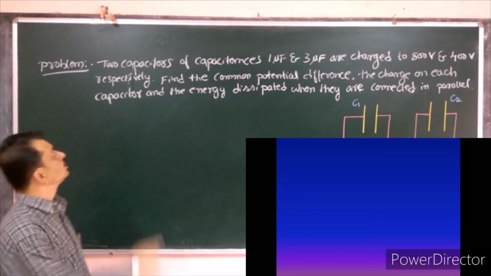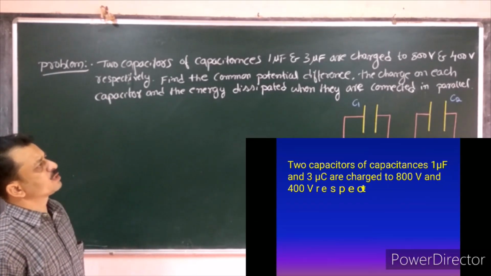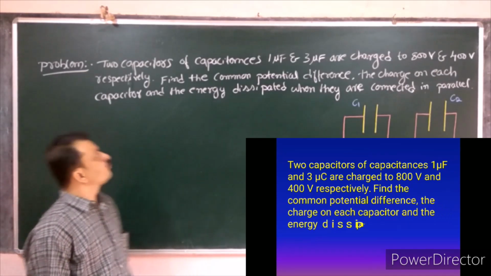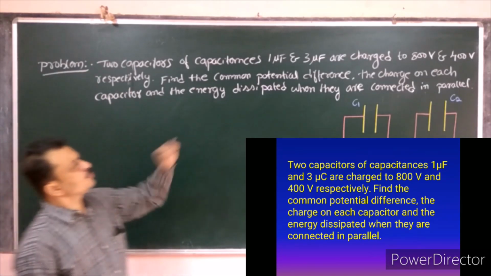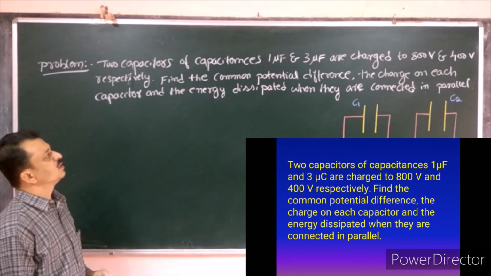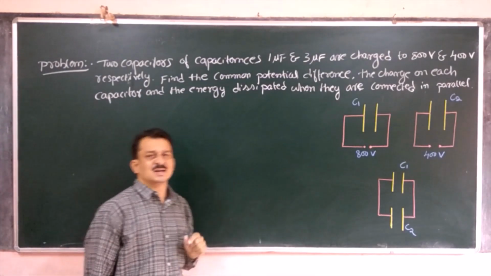Next problem, two capacitors of capacitances 1 microfarad and 3 microfarad are charged to 800 volt and 400 volt separately. Find the common potential difference, the charge on each capacitor and the energy dissipated when they are connected in parallel.